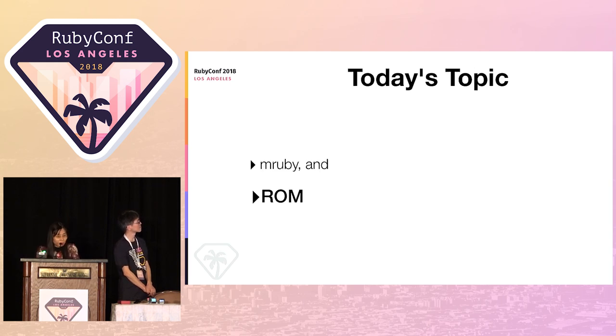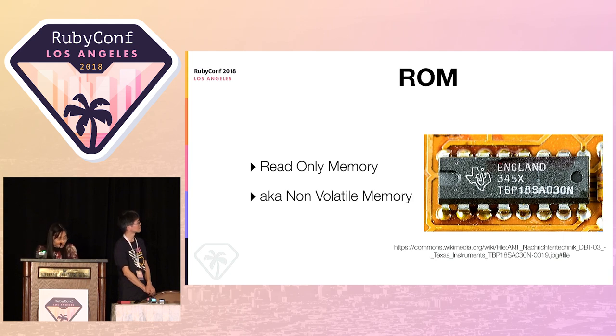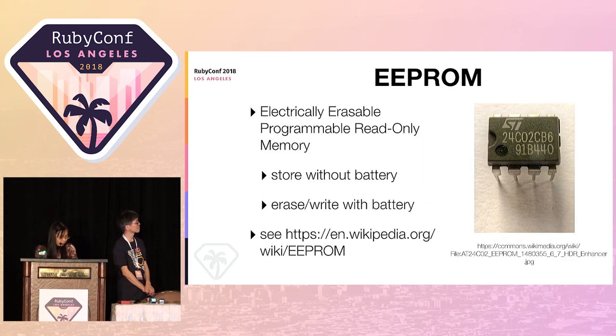Now let's talk about ROM. ROM is an abbreviation of read-only memory. It's also called non-volatile memory because it's not erased without power. There are various types of ROM. The target here is EEPROM. EEPROM is an abbreviation for electrically erasable programmable read-only memory. EEPROM requires no power to hold data, but power is required to delete and register data.